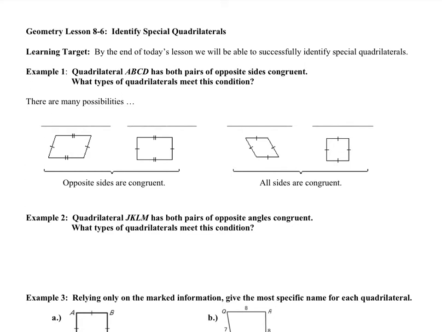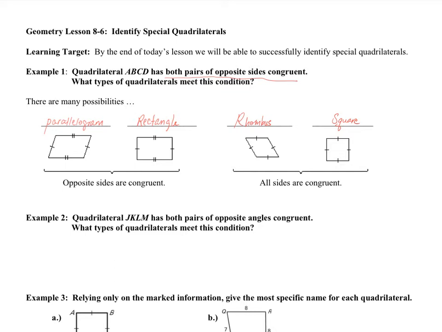Example 1. Quadrilateral ABCD has both pairs of opposite sides congruent. What types of quadrilaterals meet this condition? Well, there are many possibilities. Parallelogram has both pairs of opposite sides congruent, and so does a rectangle, and a rhombus, and a square also has both pairs of opposite sides congruent.